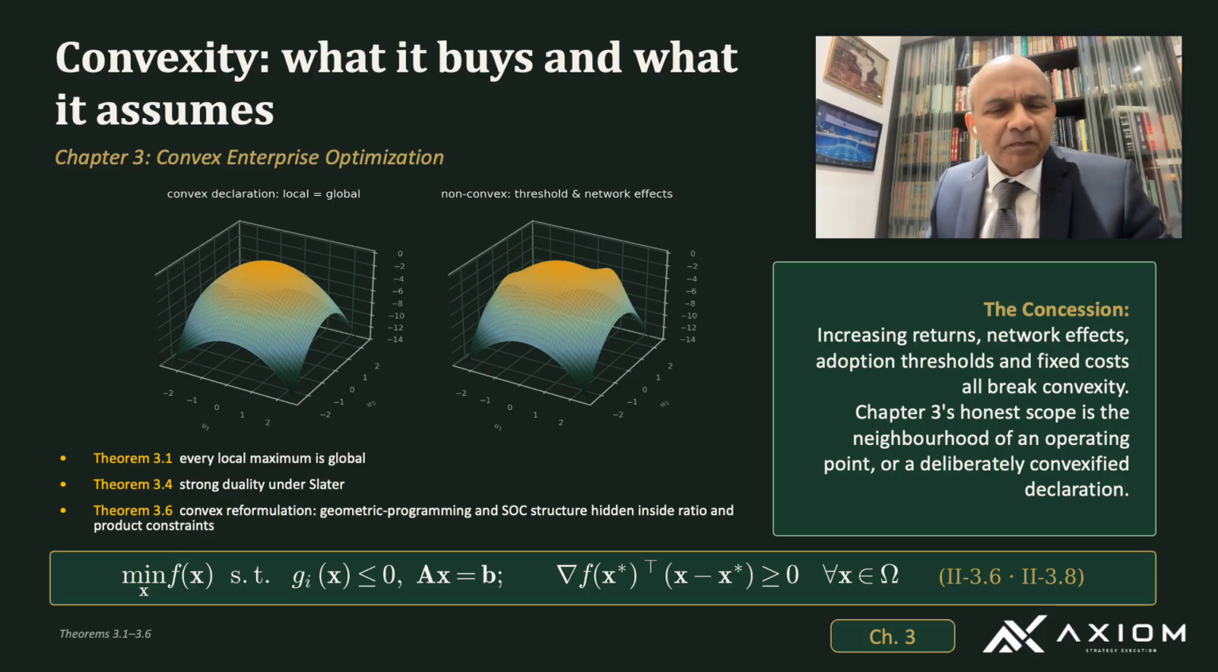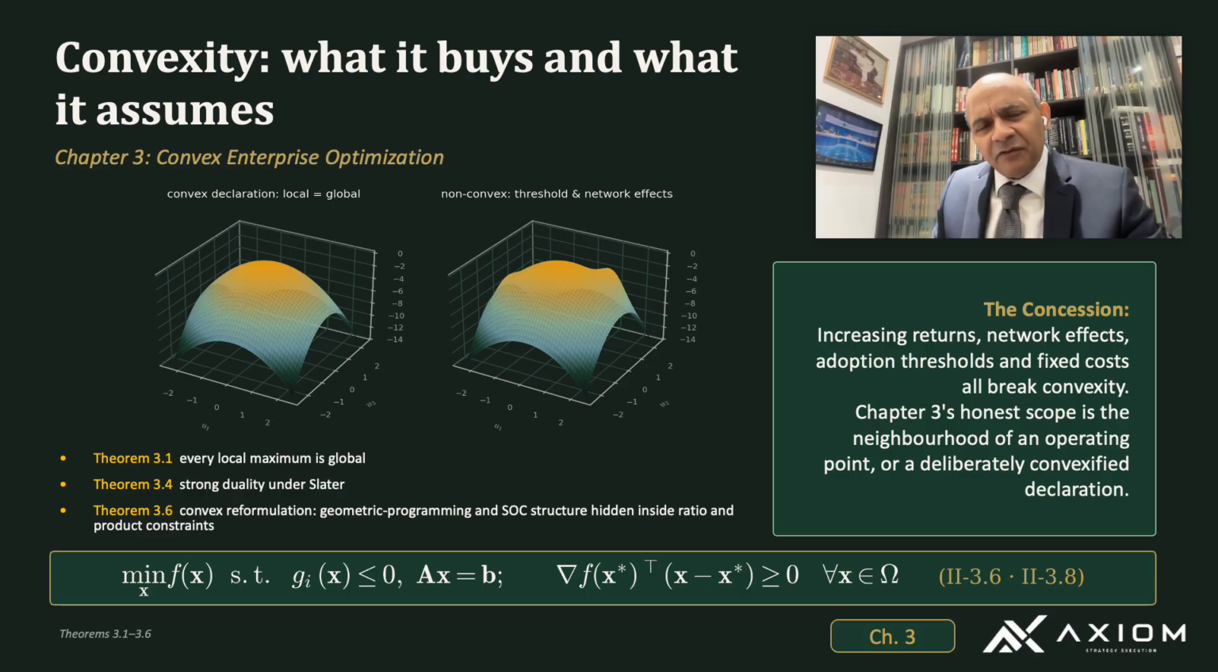Theorem 3.4, strong duality under Slater. Now, Slater's condition is a regularity condition for convex optimization that says there must exist at least one strictly feasible point. Under Slater's condition and the stated linear independence condition, the convex enterprise optimization problem has zero duality gap and the dual optimum is attained.